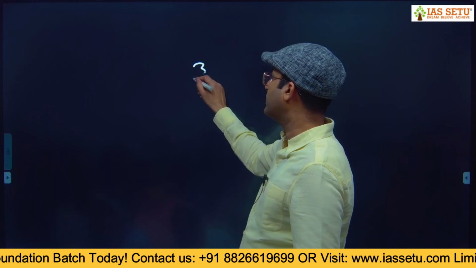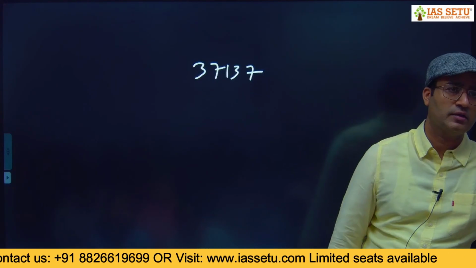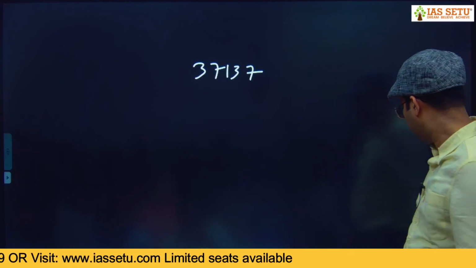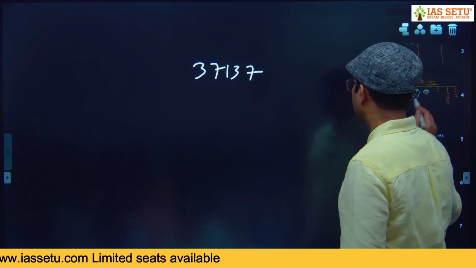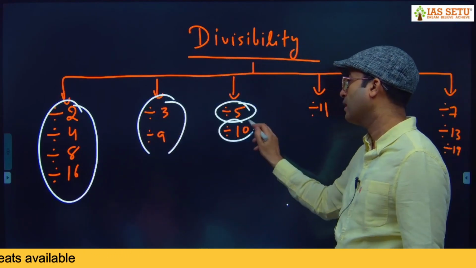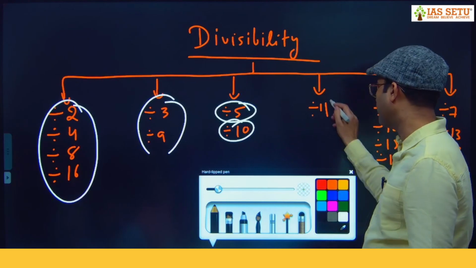Now 37,137. Is it divisible by 10? No. Then what is the remainder? 7. Okay. So we have done this: 2, 4, 8, 16, 3, 9, 5, 10. Now this part. Now we take divisibility of 11.